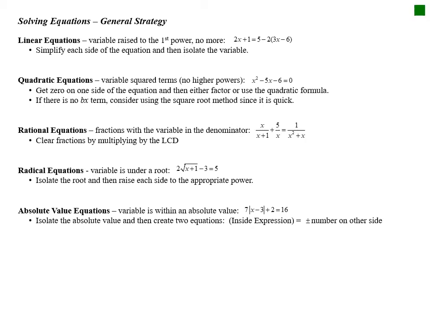Let's look at a general strategy for solving equations. We've looked at 5 types so far: linear, quadratic, rational, radical, and absolute value equations. Any one of these could come up in a problem in college algebra or in calculus. So it's important we know what to do when we get one of them.